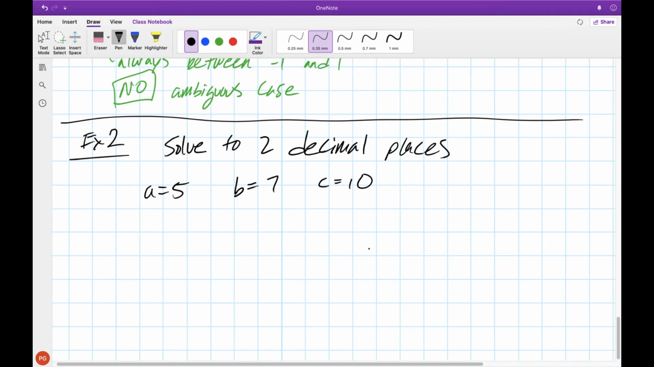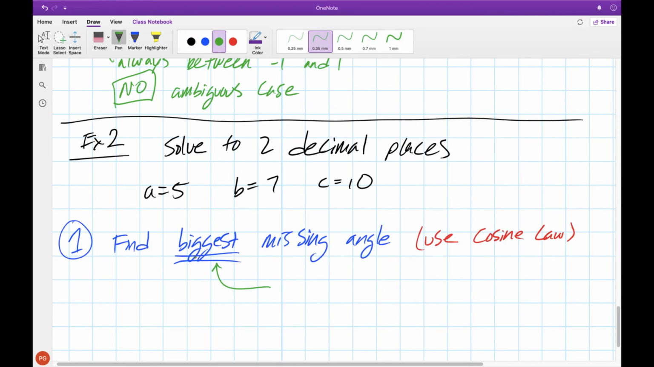Our last example here, this is not an impossible triangle because we see that these two sides add up to 12, which is bigger than our largest side here. So we know this is going to form an actual triangle. Our first step is to find the biggest missing angle that we have in our triangle here, and we're going to use cosine law to do that.